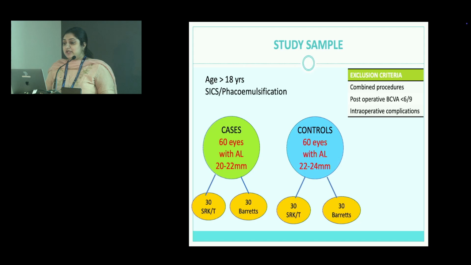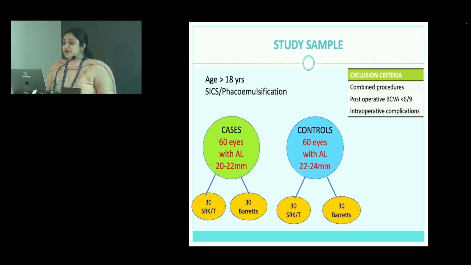My study sample included patients aged more than 18 years who underwent cataract surgery, both SICS and phacoemulsification surgery, although 90% of my cases were phacoemulsification surgery. A total of 120 eyes were selected. It was divided into 60 eyes with axial length 20 to 22 mm and a control group of 60 eyes with axial length 22 to 24 mm. Each group was subdivided into 30 eyes with IOLs calculated with the SRKT formula and 30 with Barrett's IOL formula.